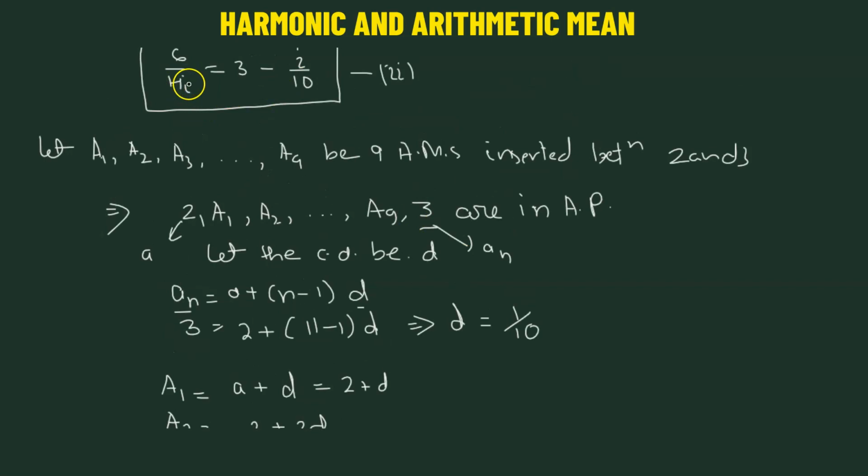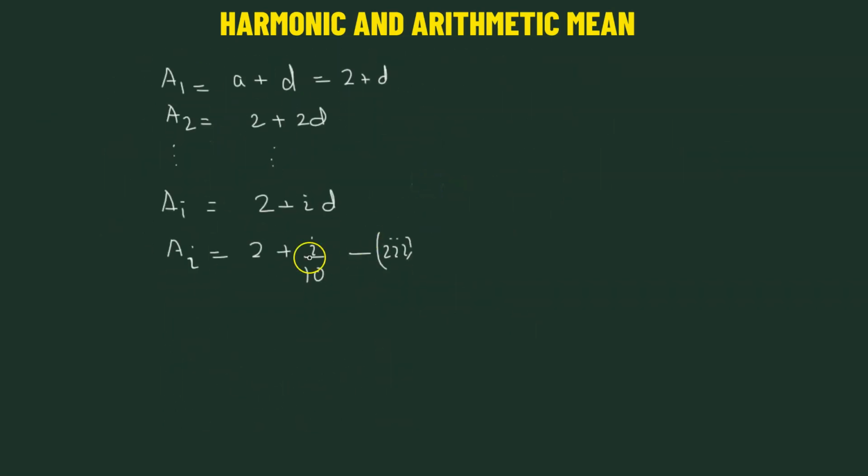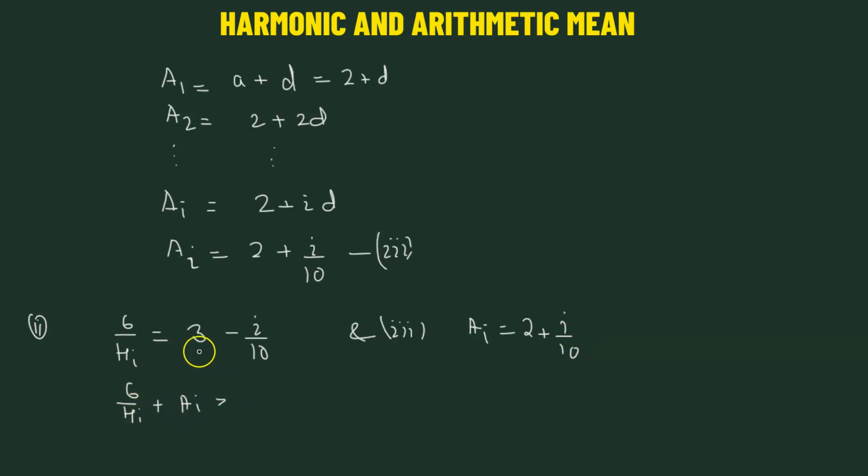Now we have already obtained the value of 6 over hi from equation number 2, that's 3 minus i over 10. And from equation number 3, we have defined the value of ai as 2 plus i over 10. If we add both of them, then we get 6 over hi added to ai, which is simply 3 added to 2, which equals 5. Here negative i over 10 and positive i over 10 cancel out, and this proves our problem. So in general, if we do 6 over h and add it to a, the arithmetic mean between the numbers 2 and 3, this is simply going to be equal to 5, hence proved.